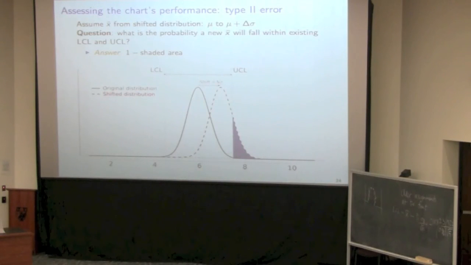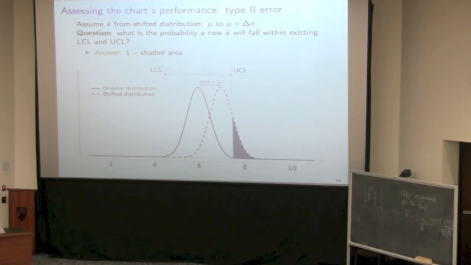Let's take a look a little bit more at type 2 error. This is the error where the problem has happened and we don't detect it. Let's quantify this a little bit. So here's my regular process in black and my upper and lower control limits are shown. Notice that the lower control limit has a very small area on the left and the upper a very small area on the right.